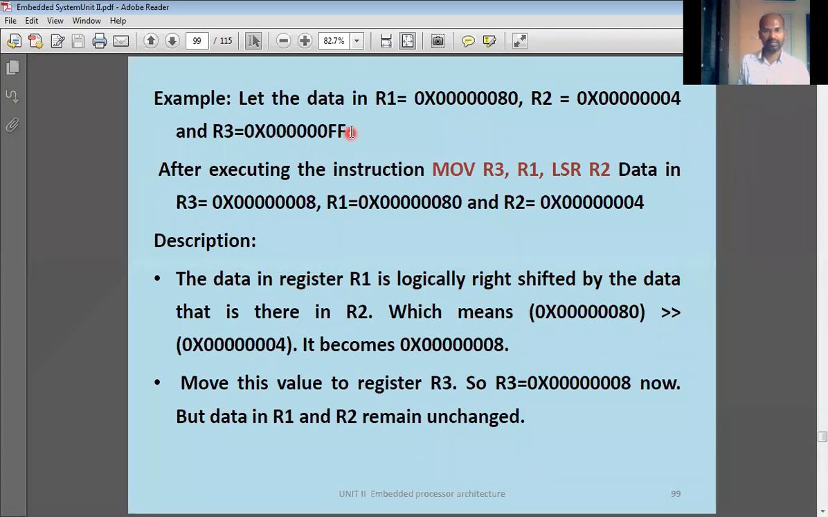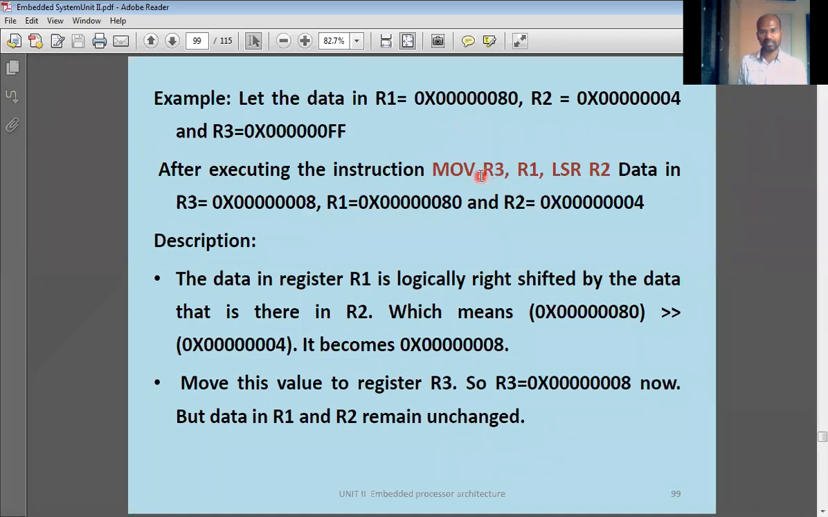And what is R3? 0x FF means the first 4 bits are 1, 1, 1, 1. Next 4 bits are also 1, 1, 1, 1, and remaining are zeros. That is R1, R2, and R3. Now the question is, after executing the instruction MOV R3, R1, LSR R2, data in R3 equal to this, R1 equal to this, R2 equal to this.